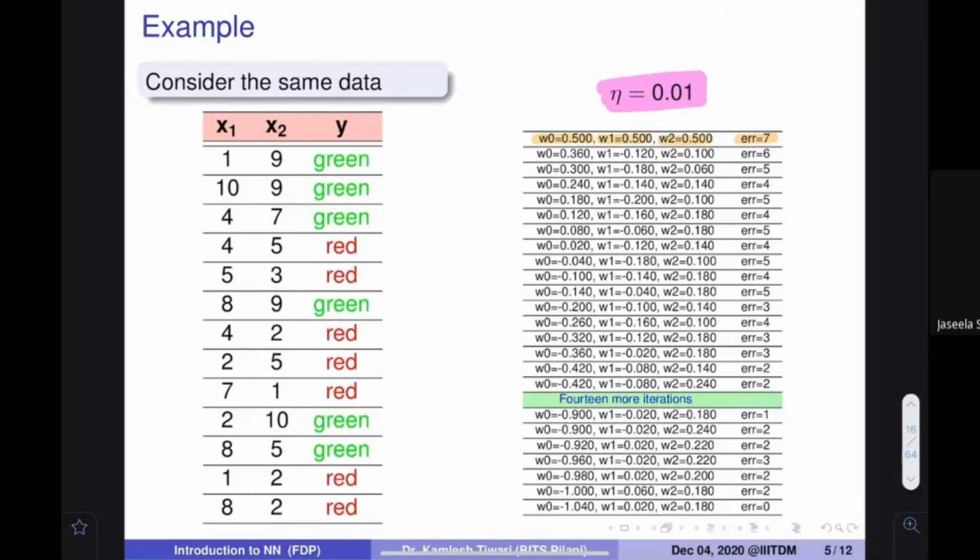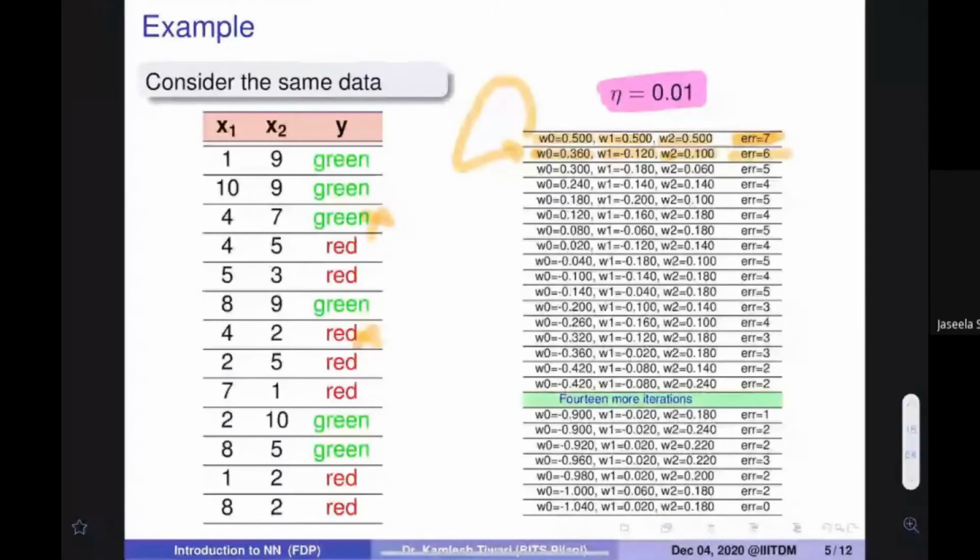Then I created the equation, finding out in what places there is a problem. Then I modified the weights, and now the weights become this. W0 is equal to 0.36. From 0.5 it becomes 0.36. W1 becomes minus 0.10. You can see how the values are changing. And when the values change, the number of errors, which was 7, becomes 6. Number of errors is now 6.